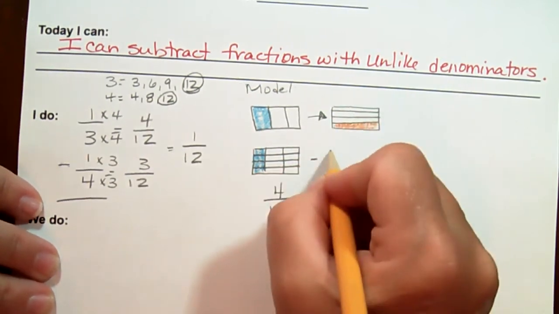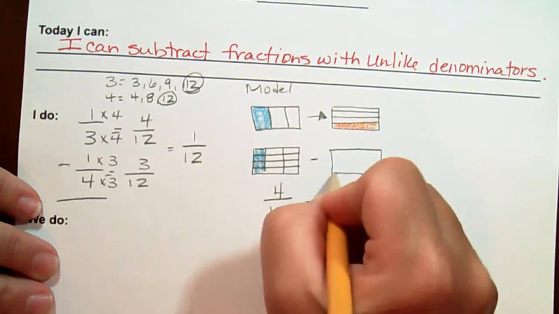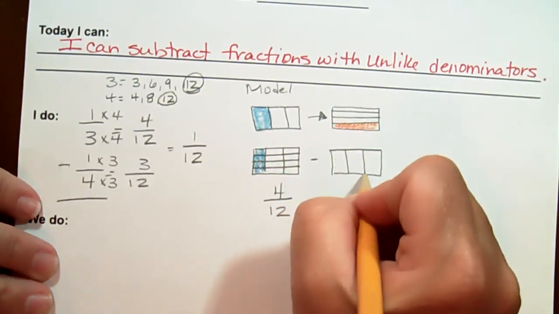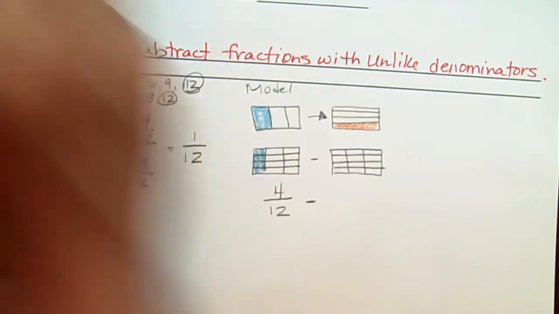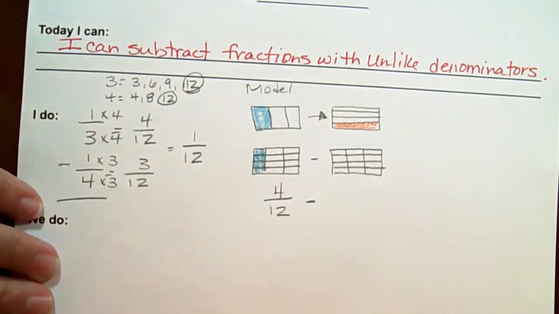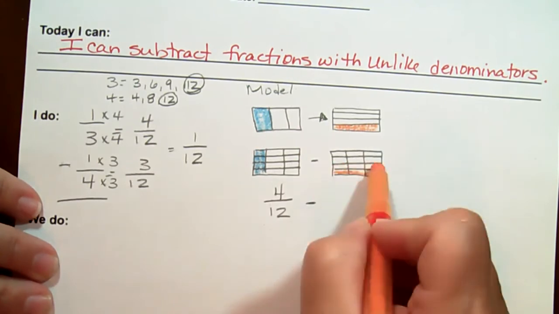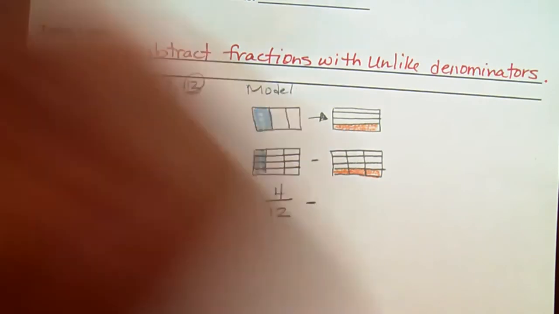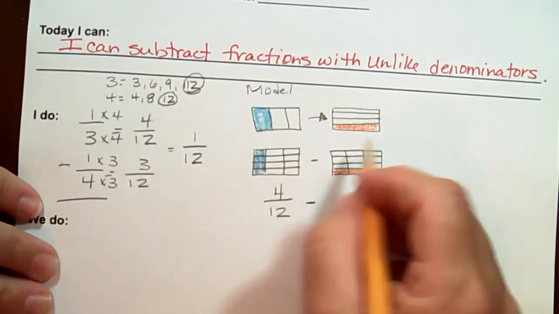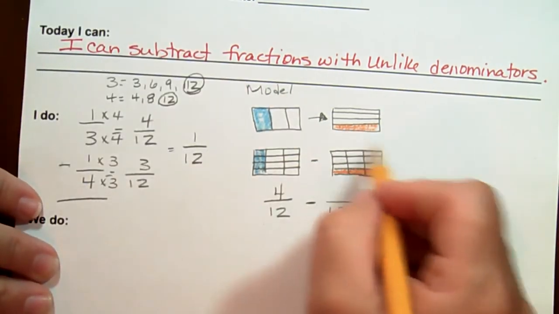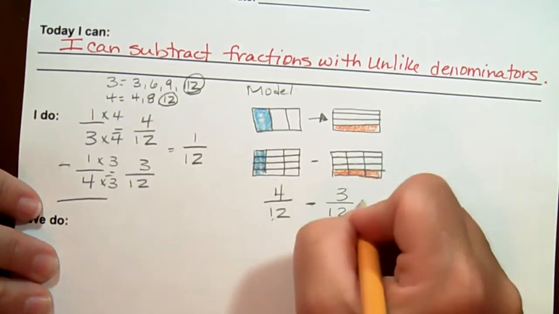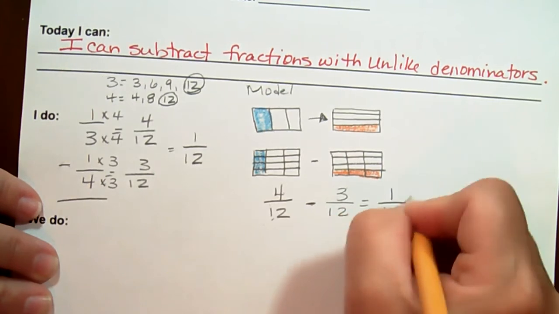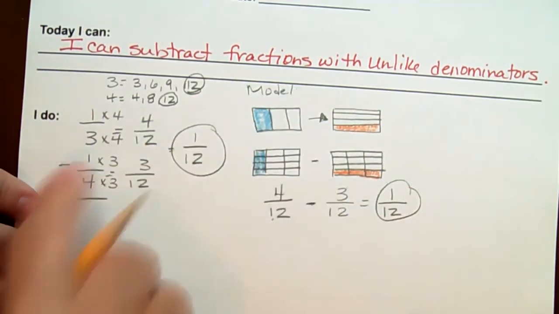And then minus. And then here I'm going to do the same thing, the same box that I did right here. And I'm going to put the 4 in here. And I'm going to color that one. And I went one step, 1, 2, 3. I have the same 12. That's 12. And how many did I color? 1, 2, 3. 4/12 minus 3/12 is 1/12. So you got the same answer by modeling.